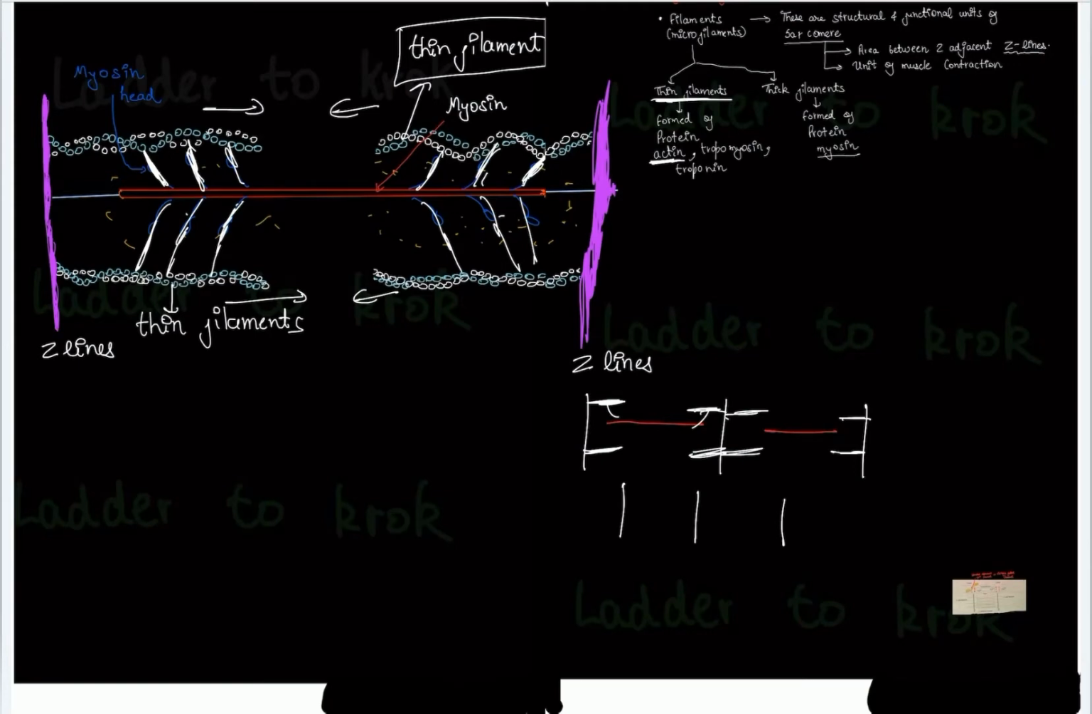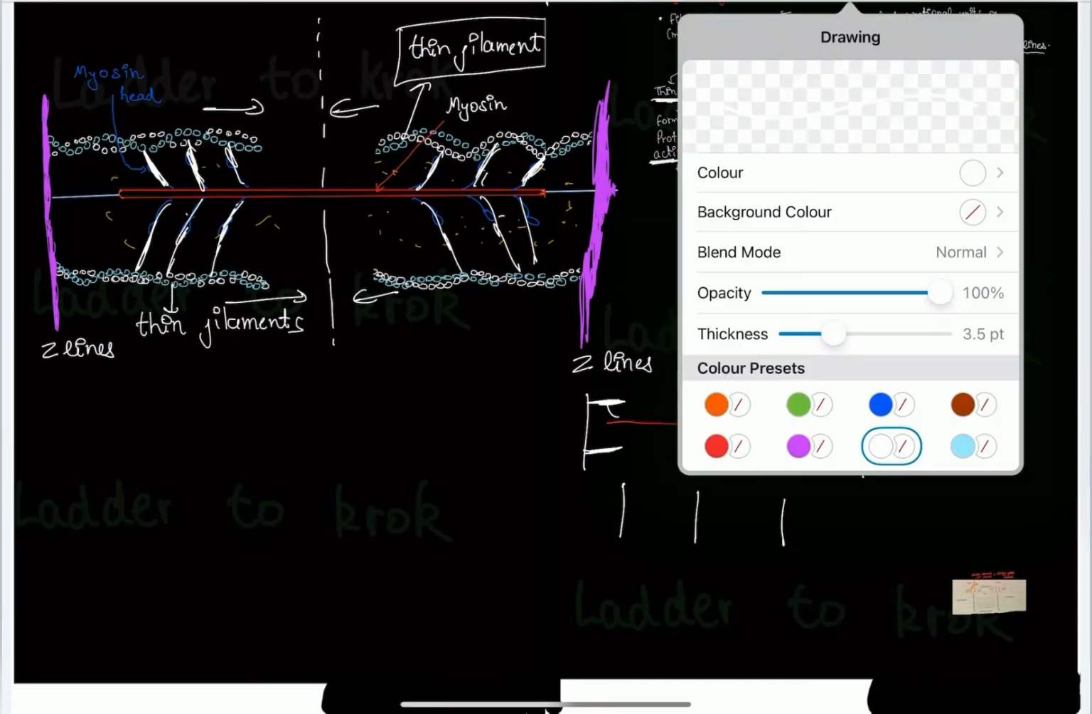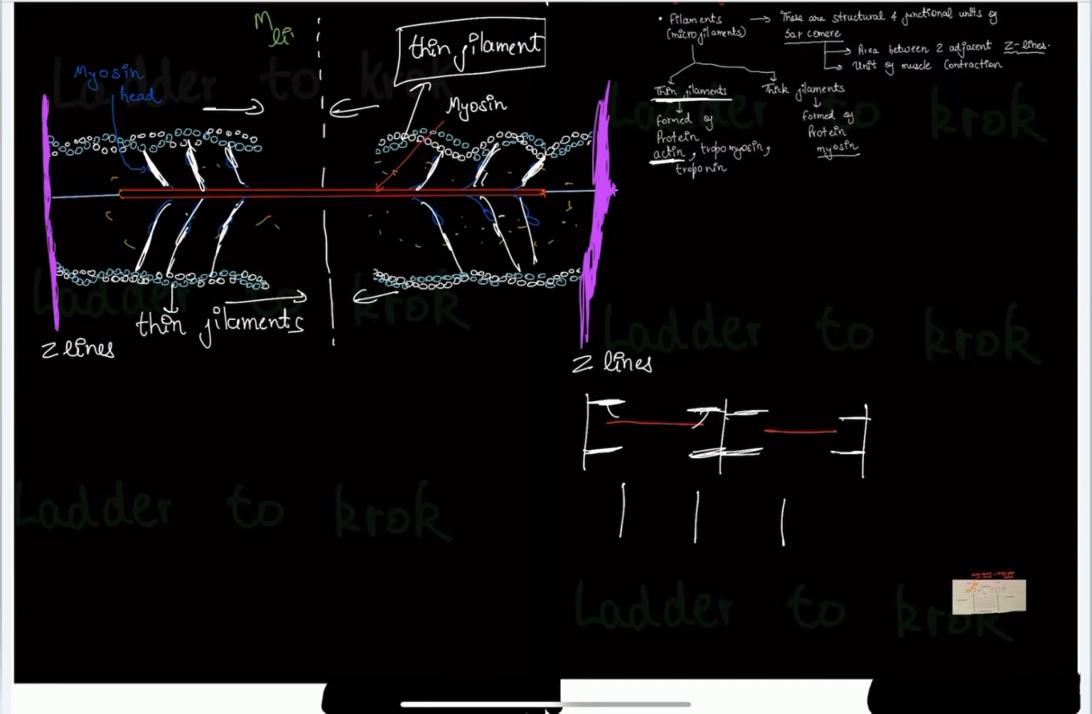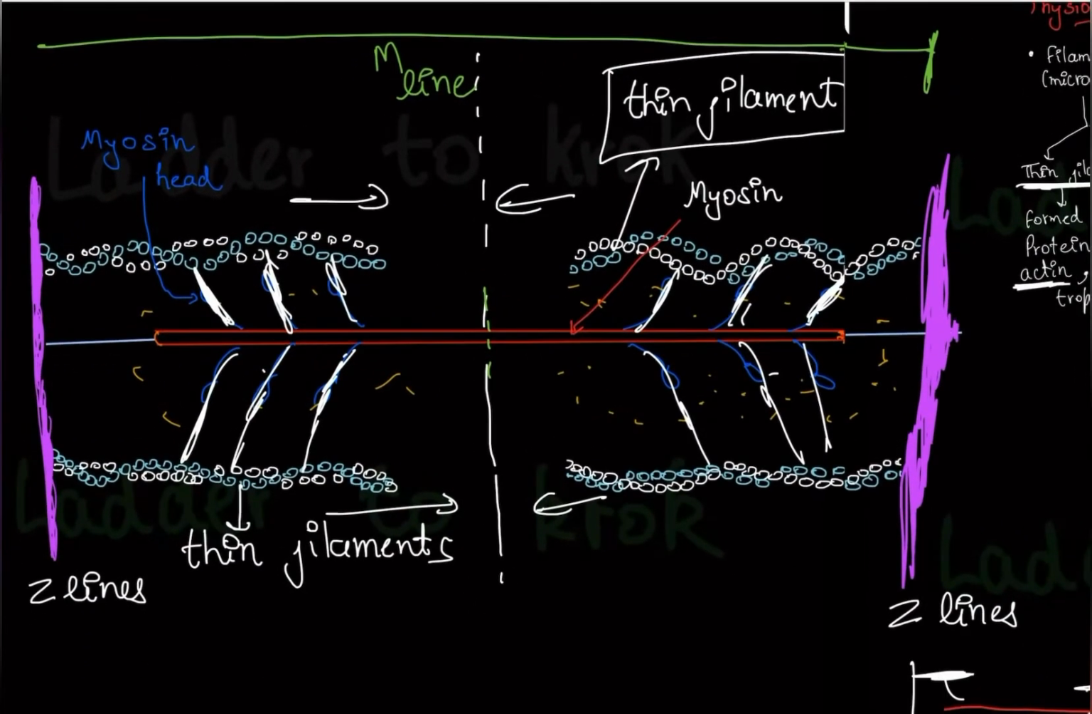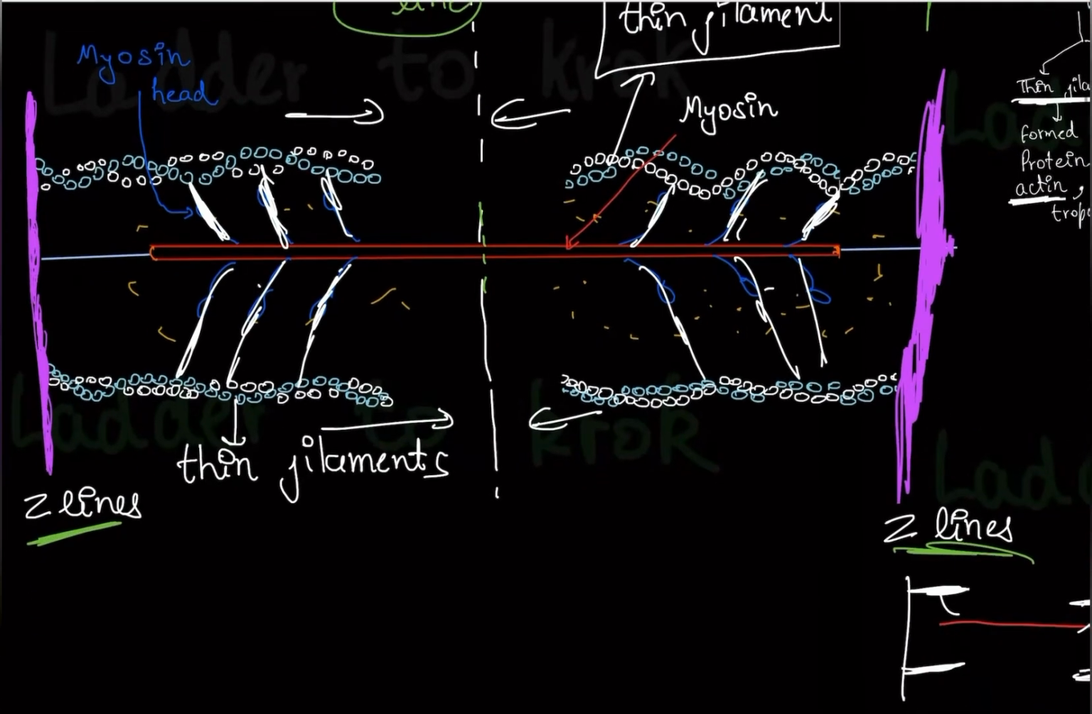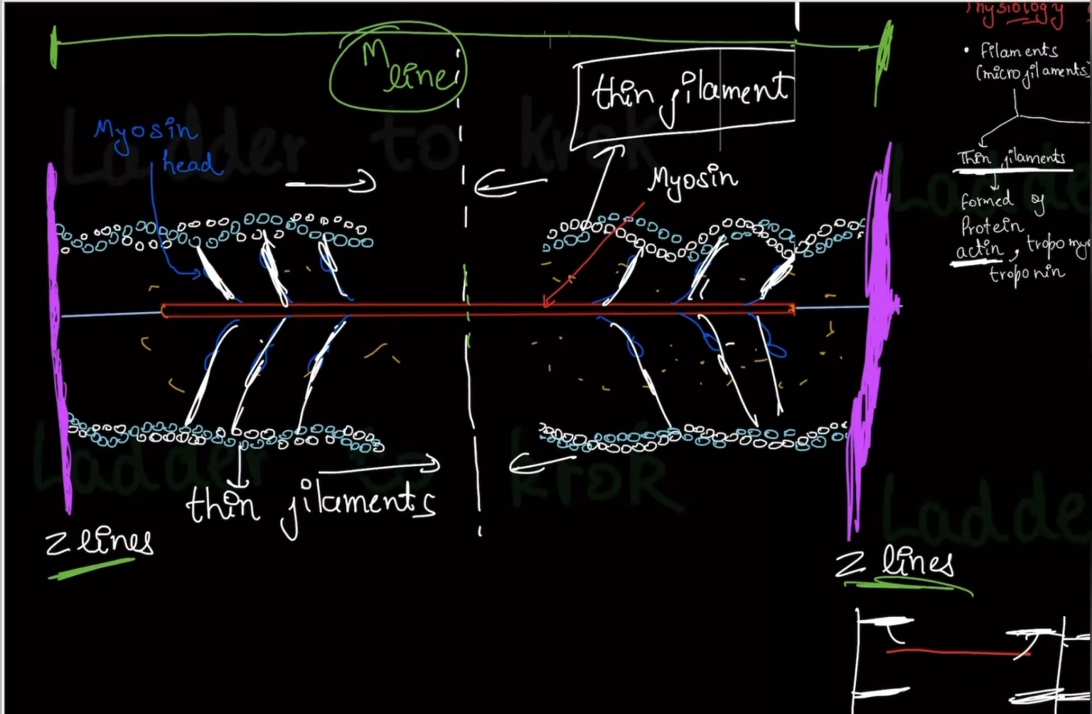After this, I want to tell you about some bands or zones. In the middle part, we have a line known as the M line. The M line is in the middle of the two Z lines, or we can also say it is in the middle of the myosin filament, the thick filament.